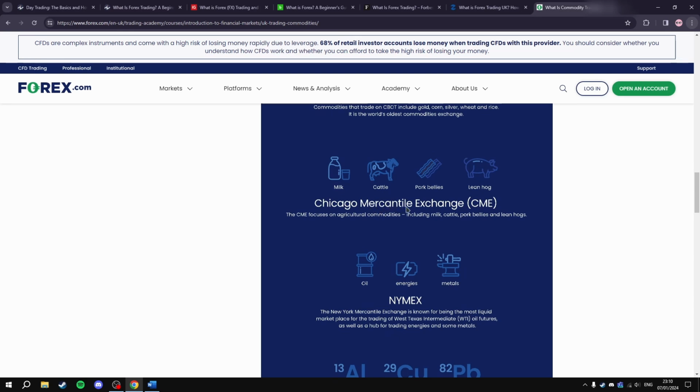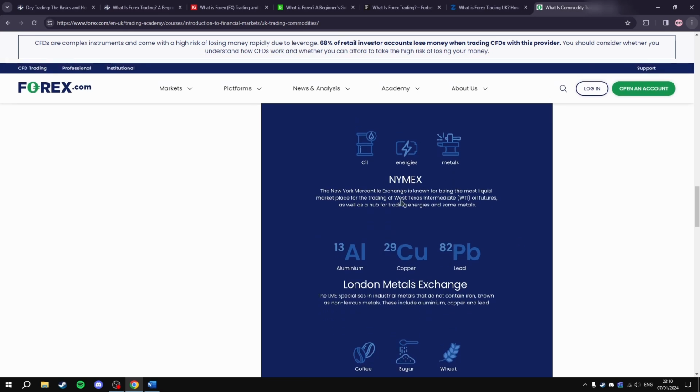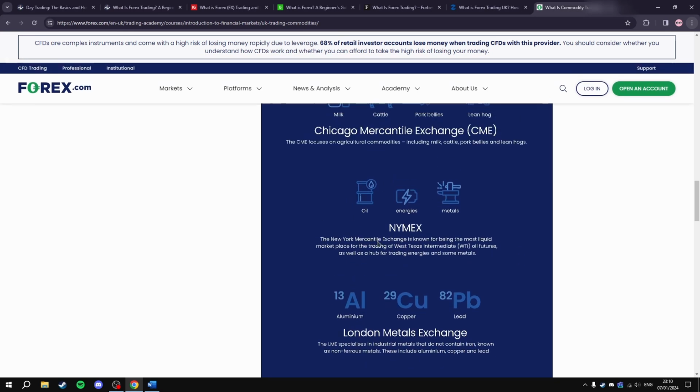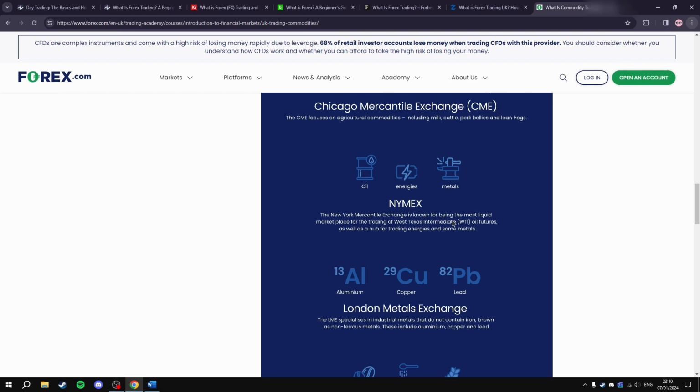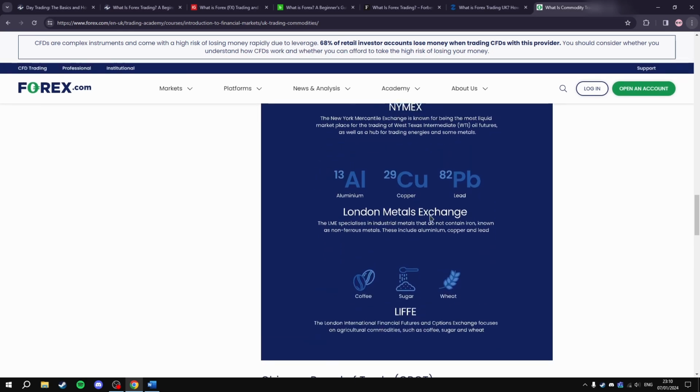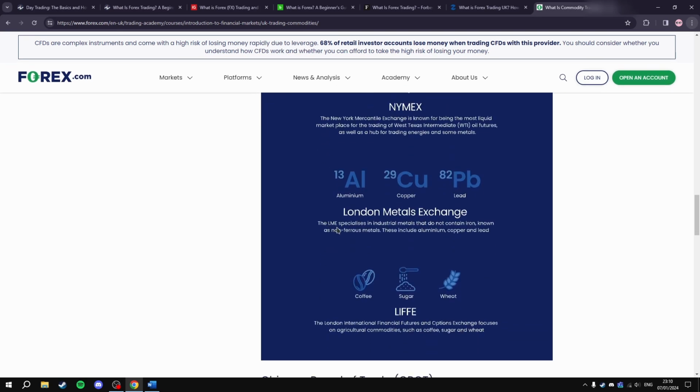Chicago Mercantile Exchange. The CME focuses on agricultural commodities including milk, cattle, pork bellies and lean hogs. NYMEX, the New York Mercantile Exchange, is known for being the most liquid marketplace for the trading of West Texas Intermediate oil futures, as well as a hub for trading energies and some metals. London Metals Exchange. The LME specializes in industrial metals that do not contain iron, known as non-ferrous metals. These include aluminium, copper and lead.